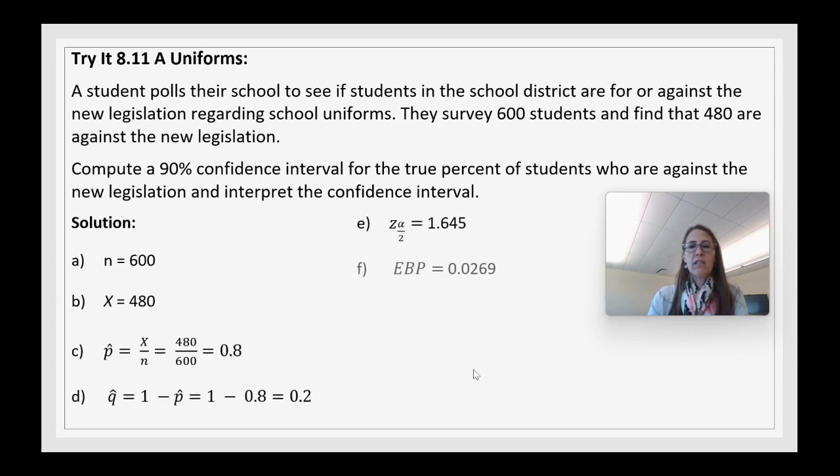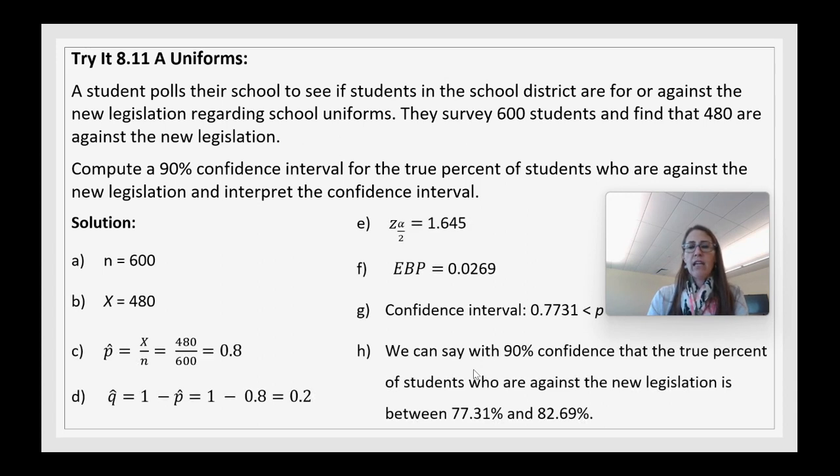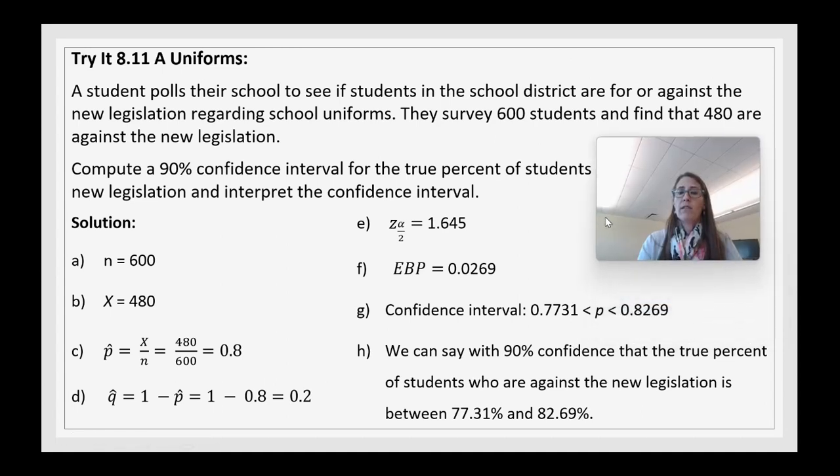All the stuff we just calculated. And we can say with 90% confidence that the true percent of students who are against the new legislation is between 77.31% and 82.69%.